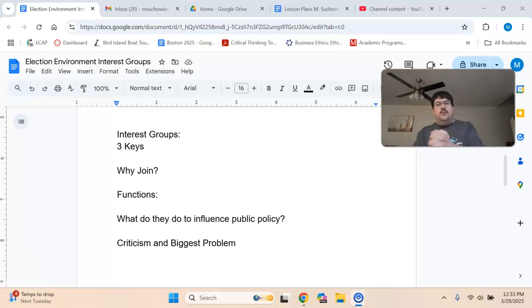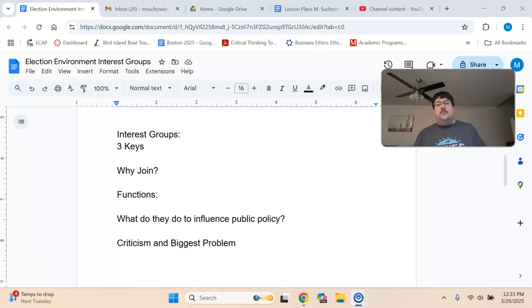And number 3, the third key is that their strength, or their political power, is based upon their numbers. The more people that support that interest group, that show active participation, the more powerful that interest group can be in pushing government, whether at a state level or a national level, to do or accomplish its goals.